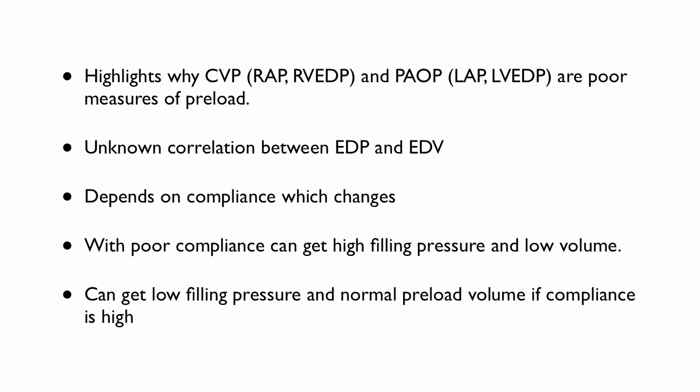So some examples here. If you've got a stiff ventricle with poor compliance, you can get a high filling pressure and a low volume. So in terms of the volume and the diastolic fibre length, the preload could be low, but the pressures that you're reading are high. Conversely, you can get low filling pressures and yet have a normal preload volume if the compliance is high.